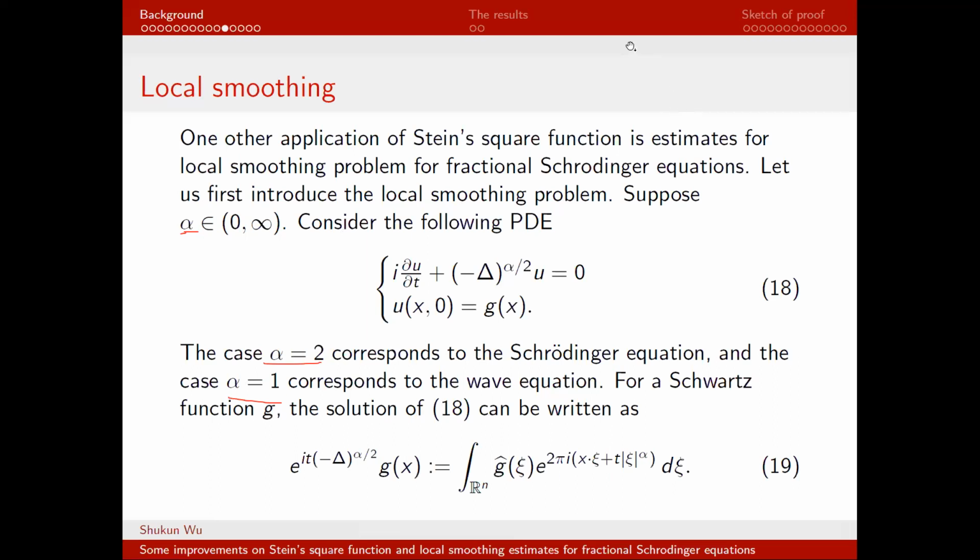And actually for Schwarz function G, the solution of this PDE has an explicit formula. It looks like this. And this formula is very similar to the extension operator. So if we view this as the fractional Schrodinger operator, it is defined as this.